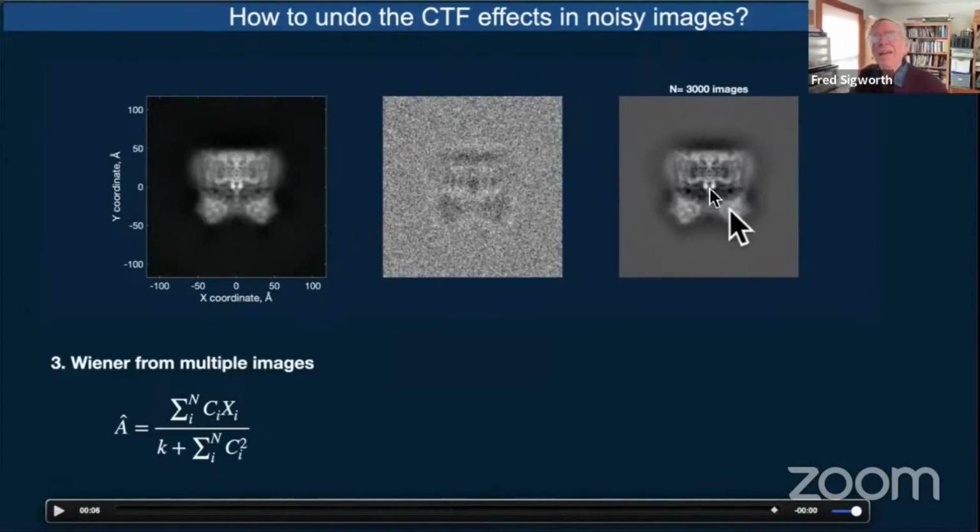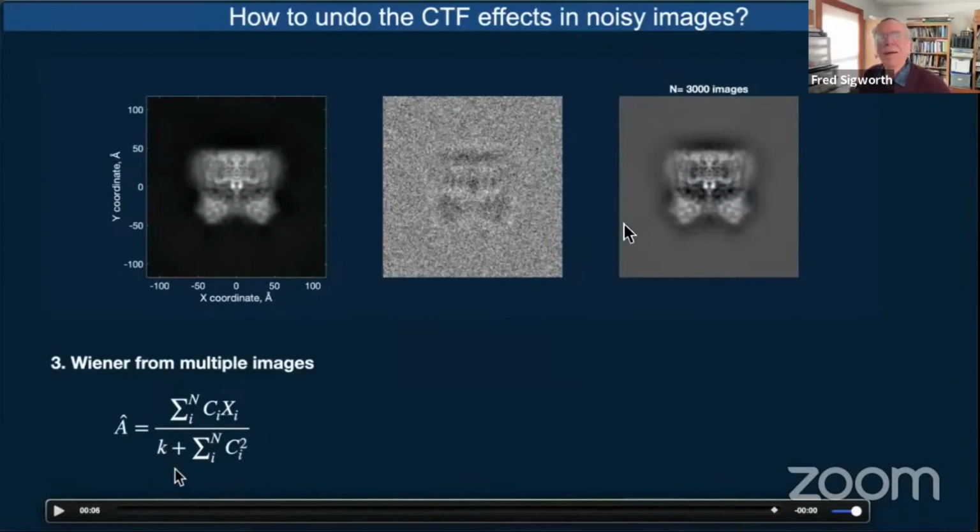And here we're getting an even better reconstruction. And here's how we do it. We take each image, we multiply it by the CTF, and we add all of those up. And then we divide by the sum of the CTF squared. So this is just the Wiener filter again, multiplying the top by the CTF, divided on the bottom by the CTF squared, and we have a Wiener constant there.